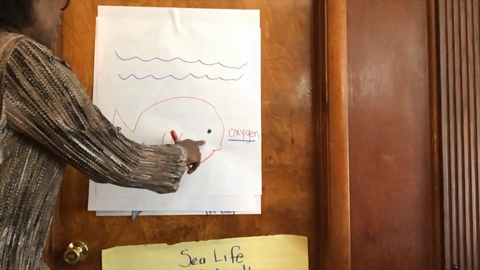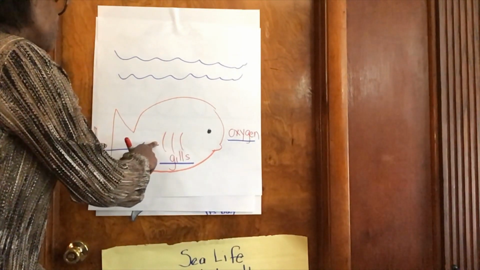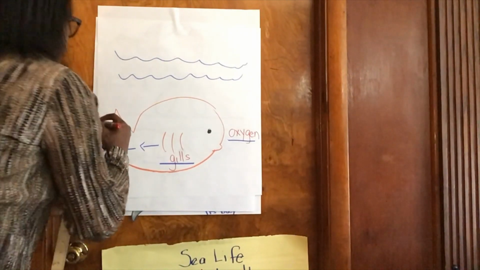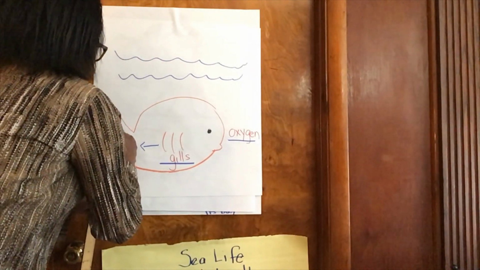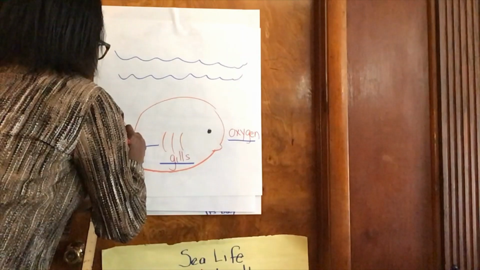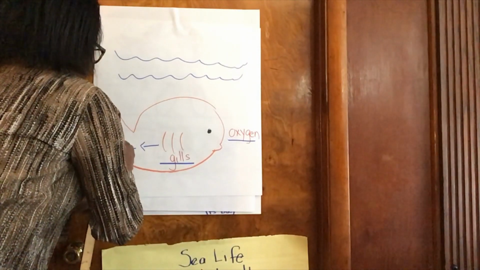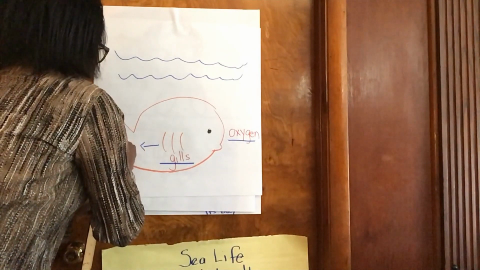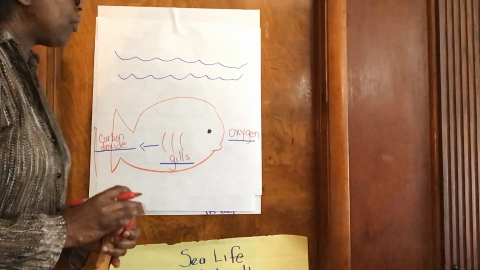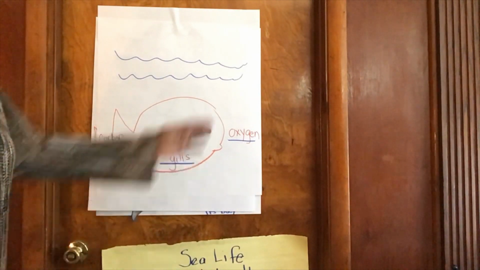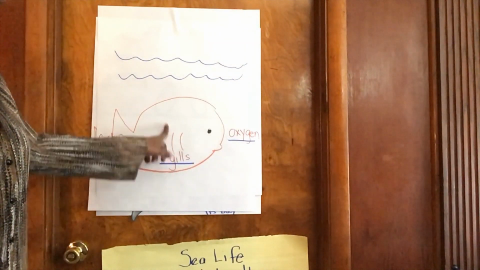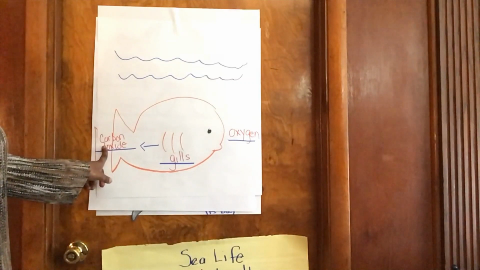So once the oxygen passes through the gills, it's no longer oxygen, friends. It is carbon dioxide. I'm sorry, I gave you the answer. I should have given you time to guess. Next time I will. So, fish breathe in oxygen, you're correct. It goes through the gills and it comes out carbon dioxide.